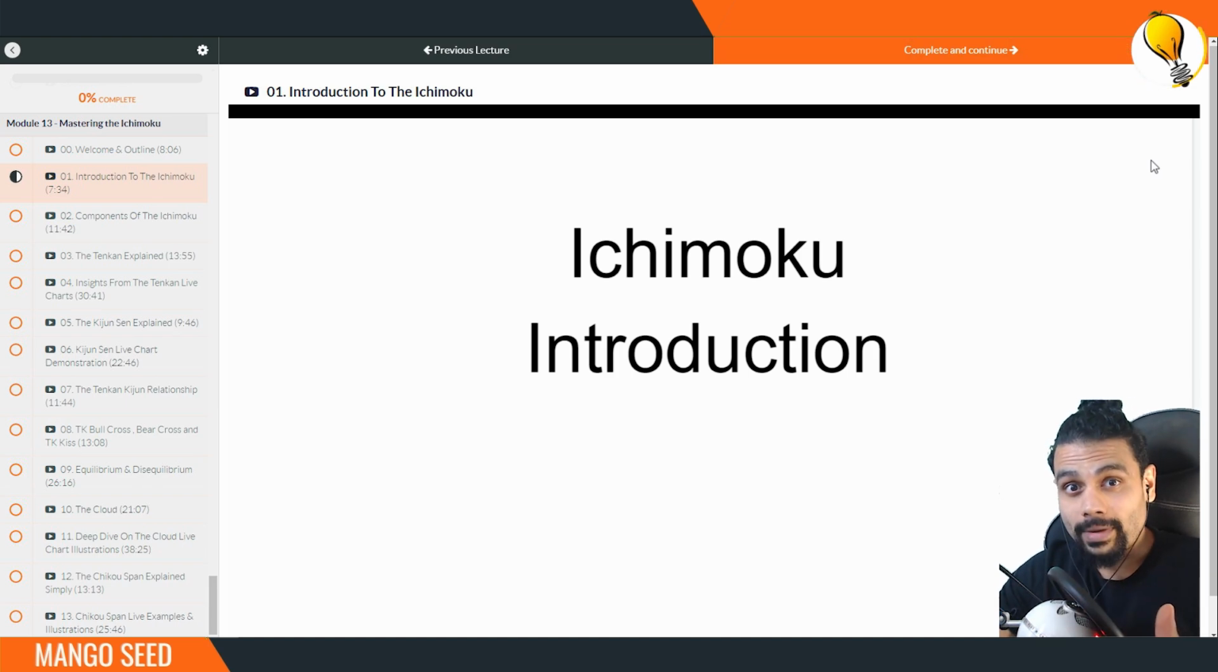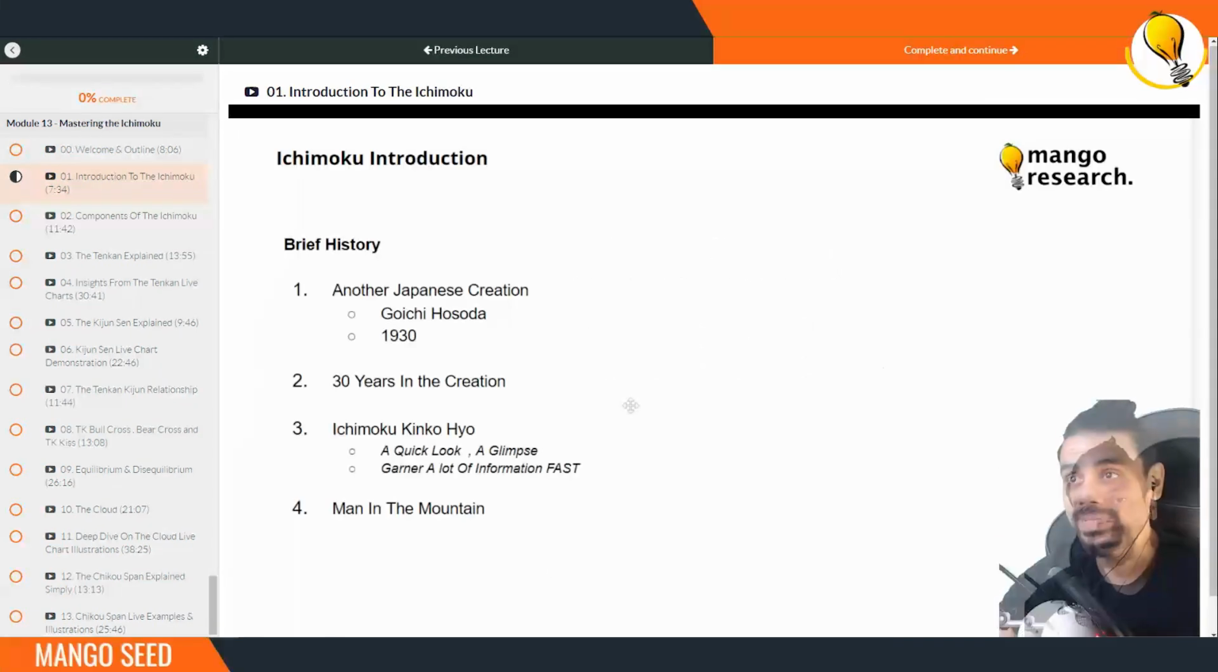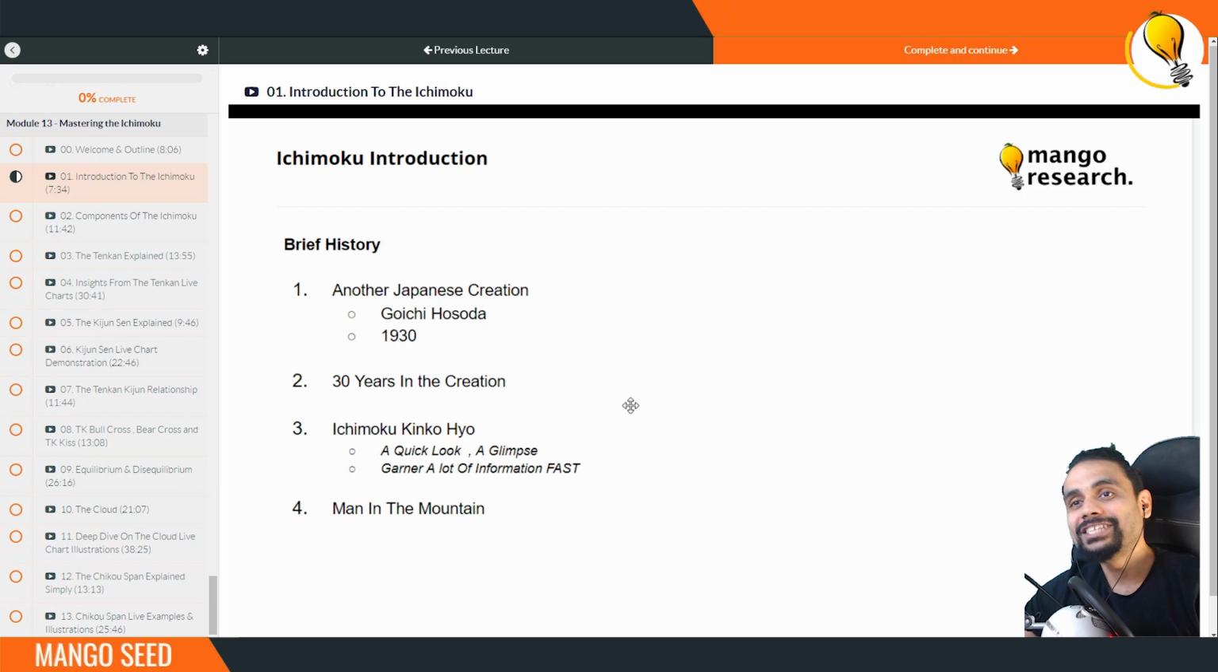We'll then talk about what kind of information the Ichimoku is telling us. It gives us a lot of information, but what kind of information is it really giving us? We'll discuss that. We won't go into anything in depth. That we'll keep for the next section where we'll discuss the components of the Ichimoku and talk about each of them individually. But for now, let's go ahead and discuss the history of the Ichimoku and how it came to be.